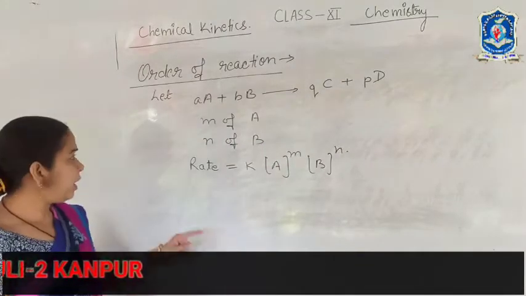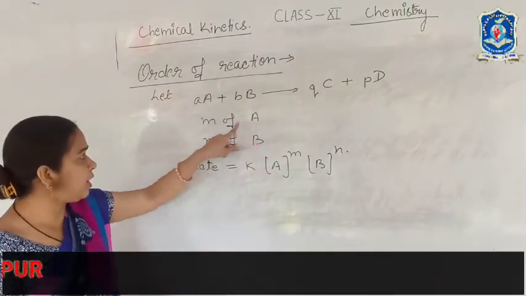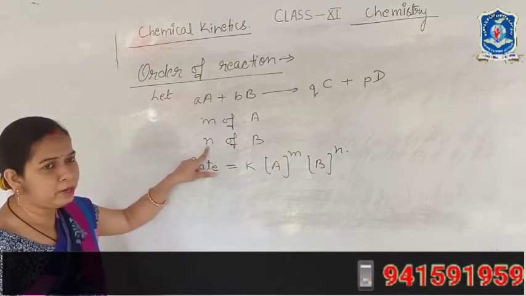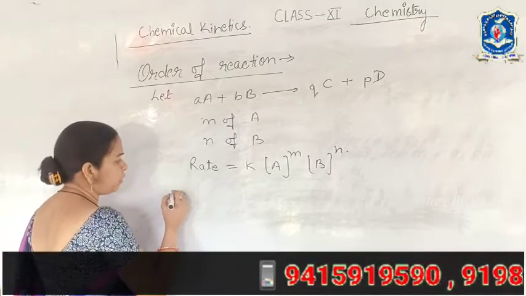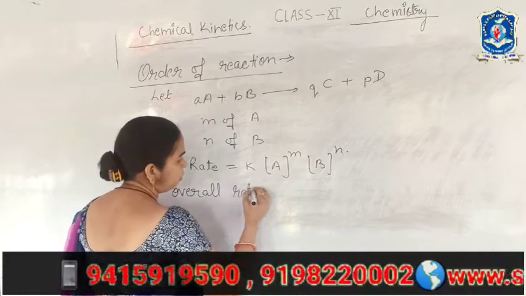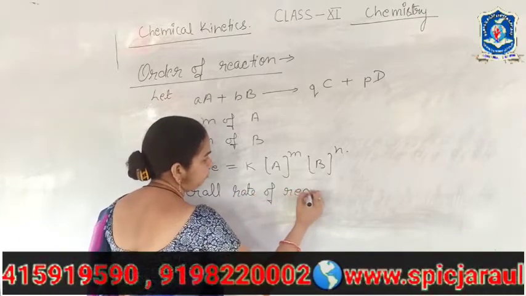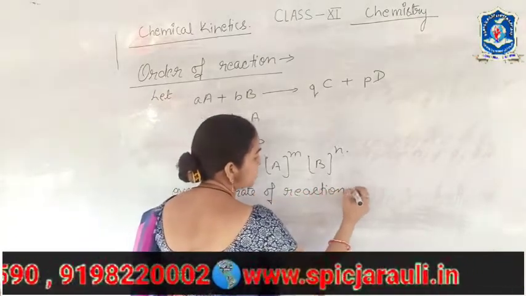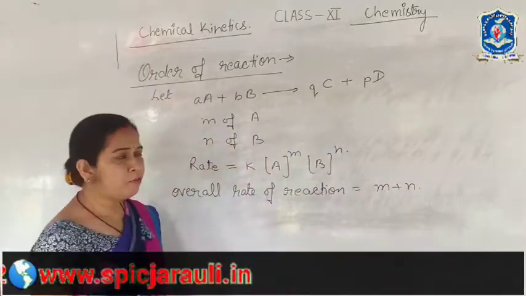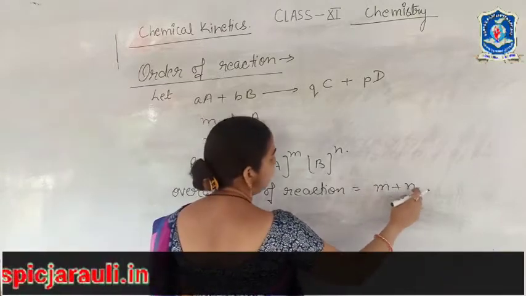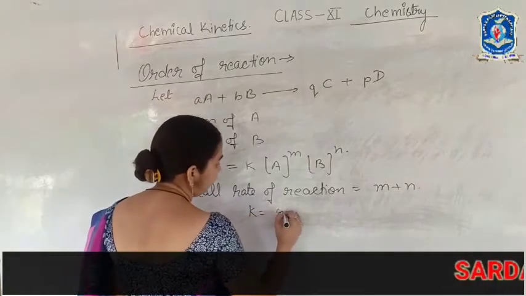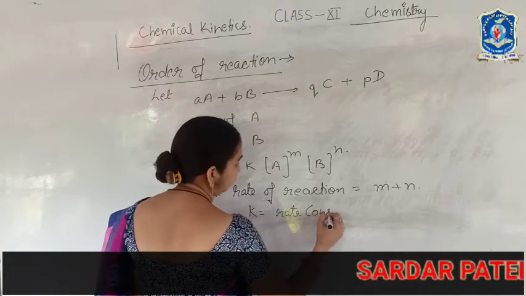Here the order of reaction with respect to A is m and with respect to B is n, and the overall order of reaction is the sum of the powers, that is m plus n. Also, k is the rate constant.